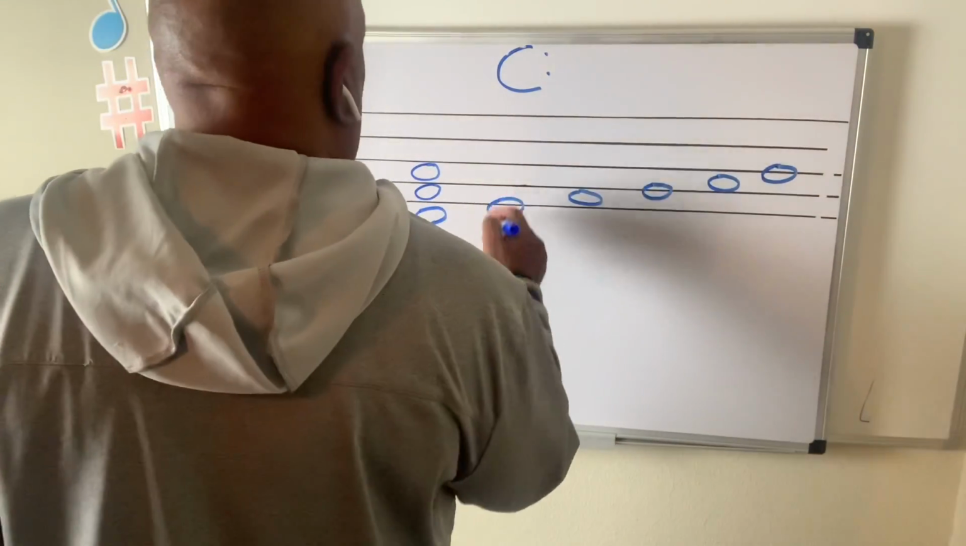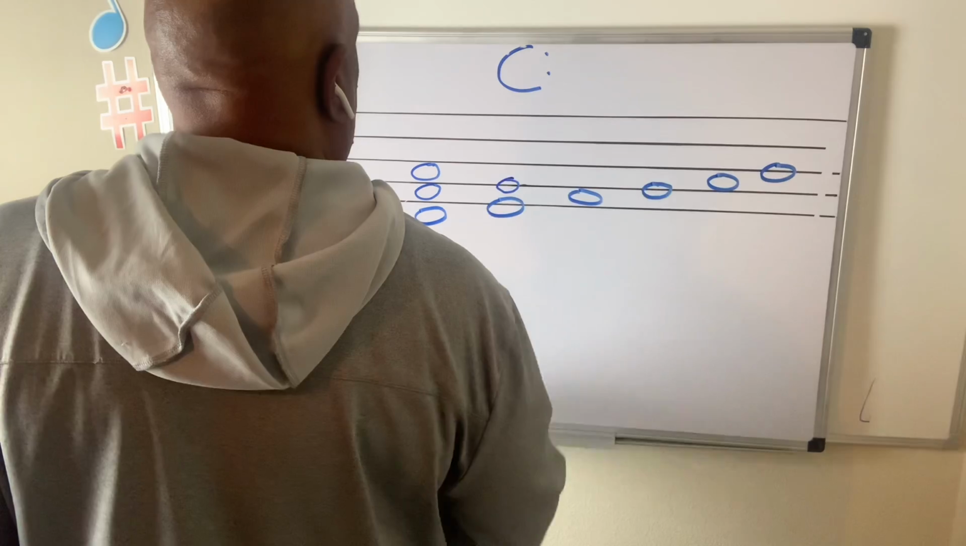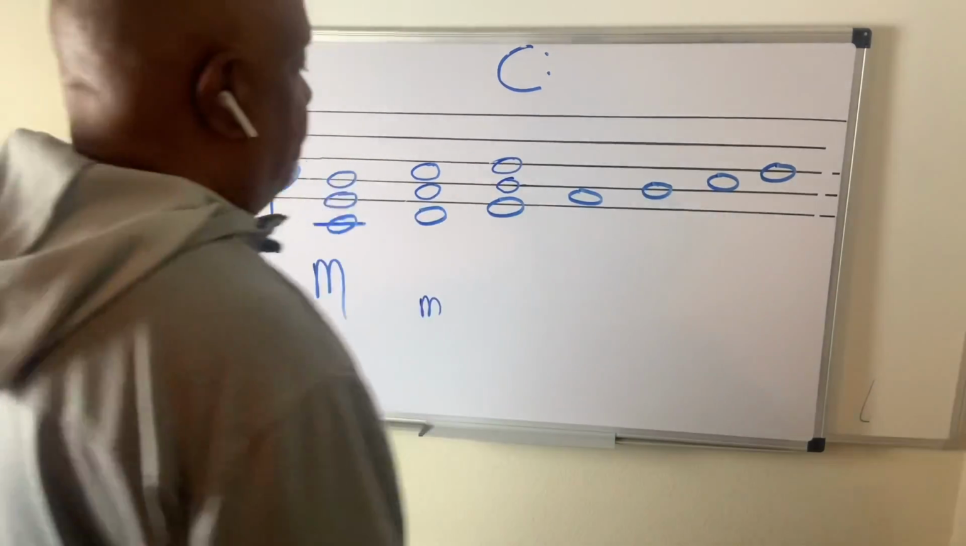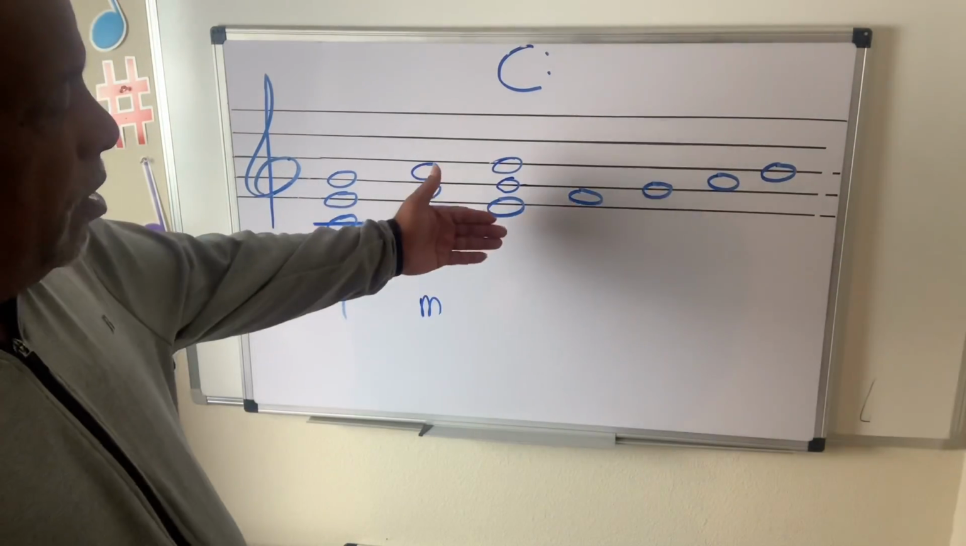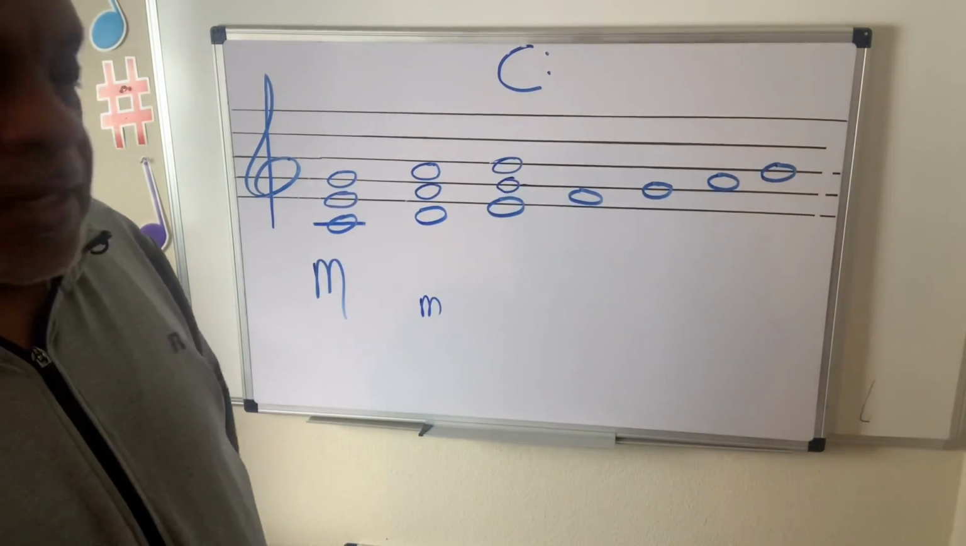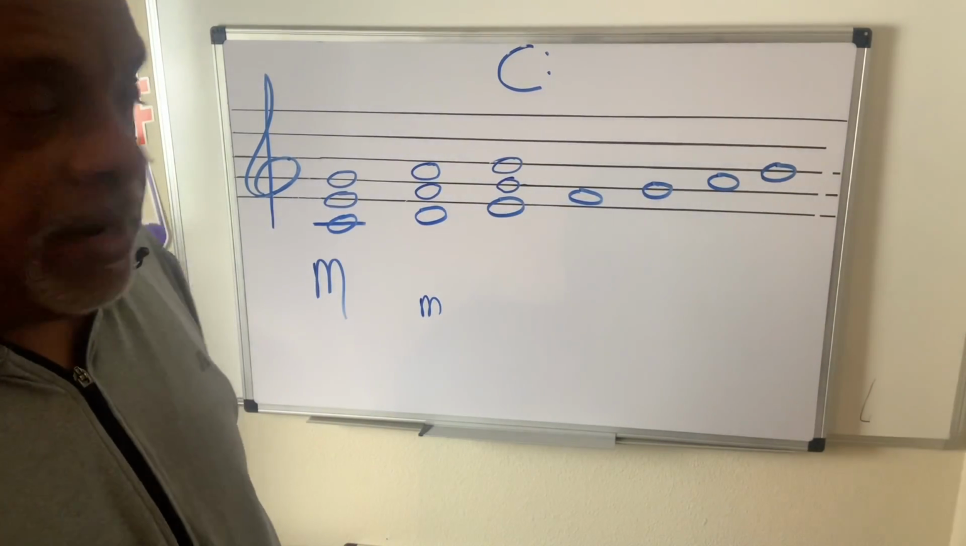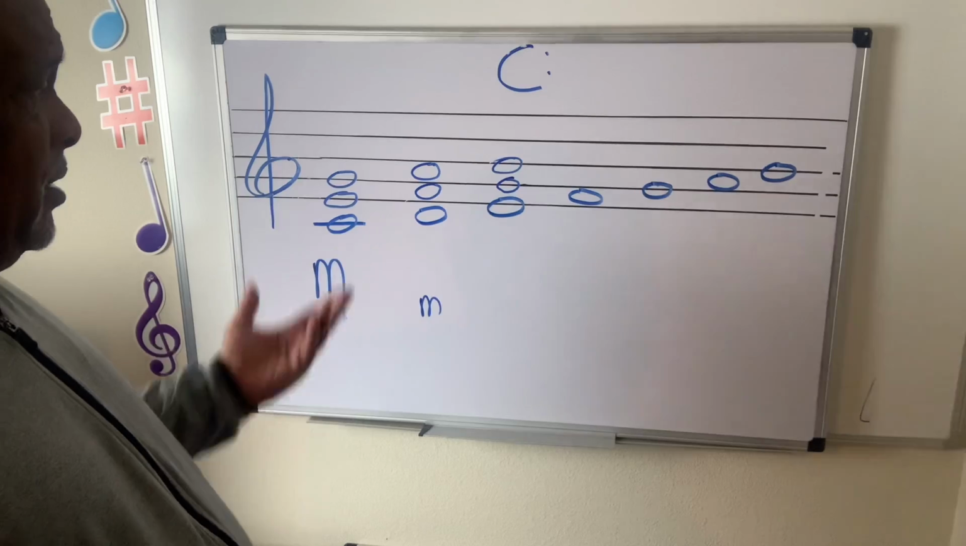A third up from E is G, and a third up from G is B. All right? One more time. A third up from E is G, and a third up from G is what? B. All right? Now, is this a major or minor?